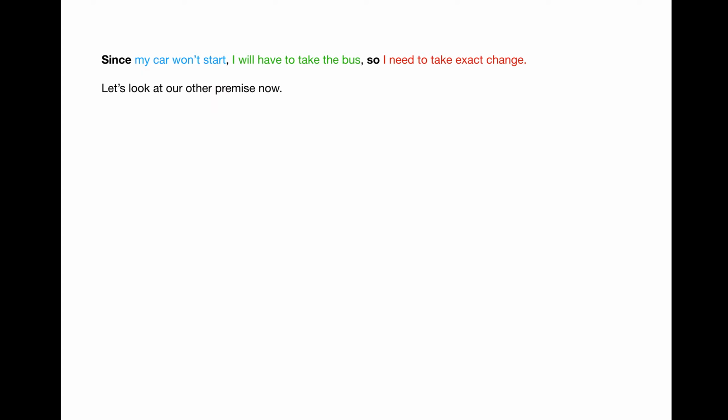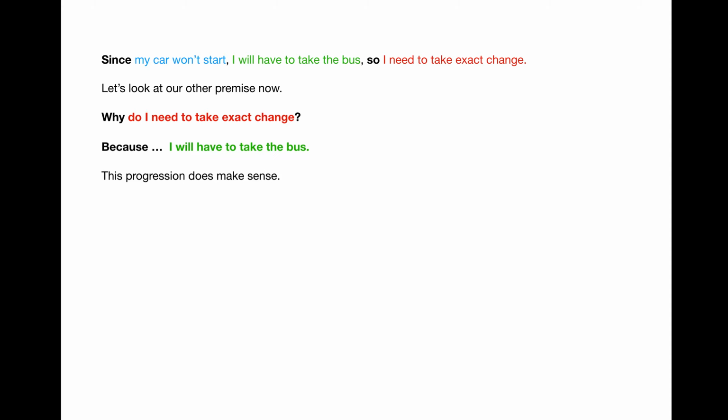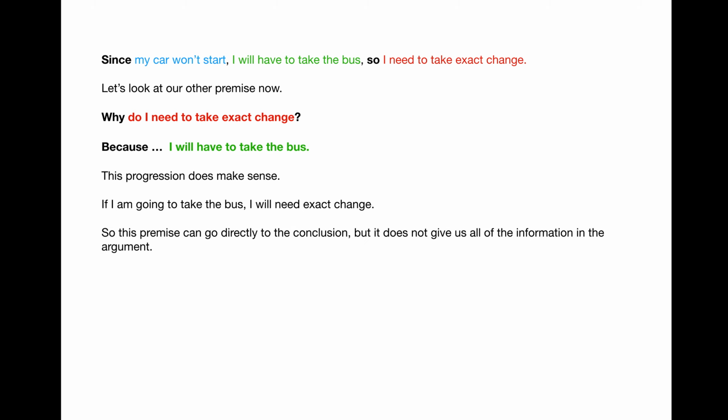So let's look at our other premise. I will have to take the bus. Why do I need exact change? Because I will have to take the bus. This progression does make sense, okay? A person needs exact change to take the bus. I don't know if that's true anymore, but it used to be. If I'm going to take the bus, I will need exact change. So the premise can go directly to the conclusion, but it doesn't give us all the information in the argument.